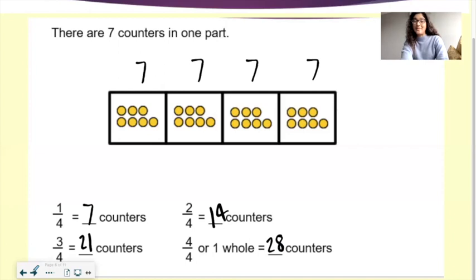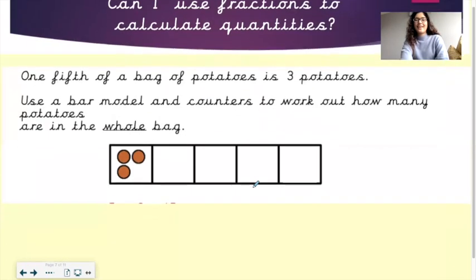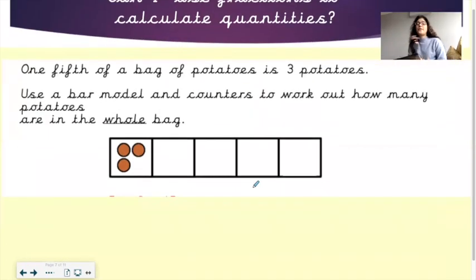Very well done for keeping up so far. Next question. 1/5 of a bag of potatoes is 3 potatoes. Use a bar model and counters to work out how many potatoes are in the whole bag. So if in one part there are 3 potatoes, we need to continue to add to the remaining parts. And because they should be split equally, each part should have 3 potatoes. So let's draw them now.